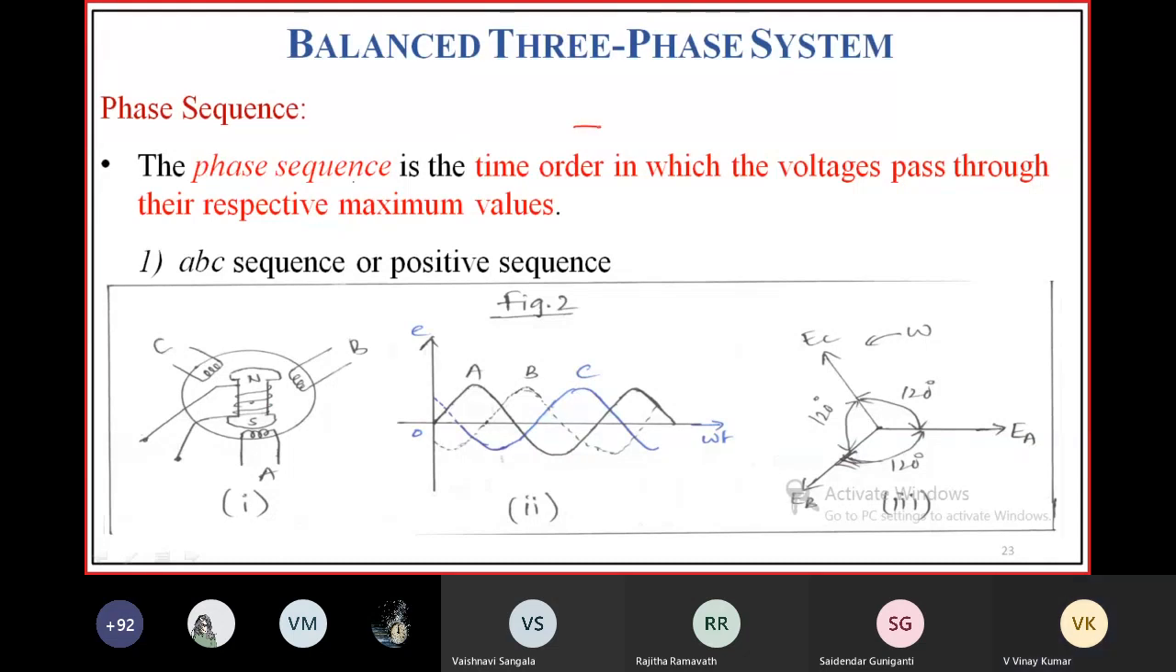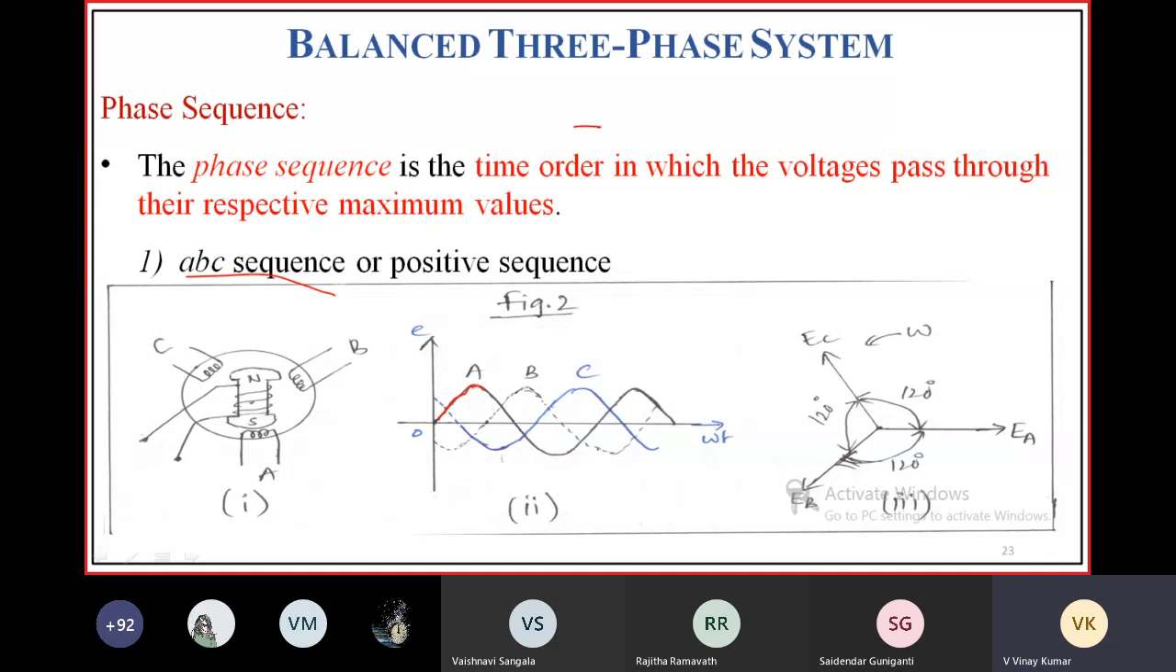ABC phase sequence. According to the definition, it is the order in which the voltages in all phases reach their maximum values. Simply speaking, the order of reaching maximum values is called phase sequence. Here, first phase A is reaching its maximum value.